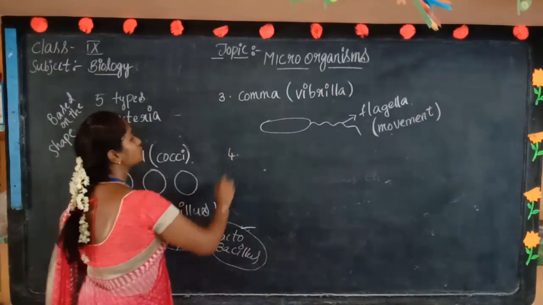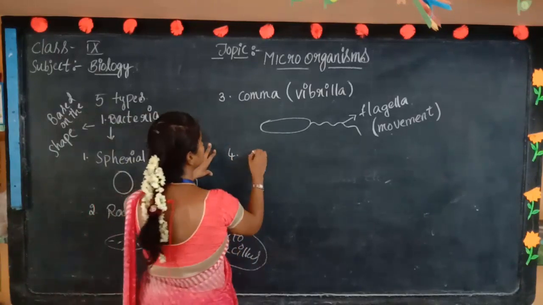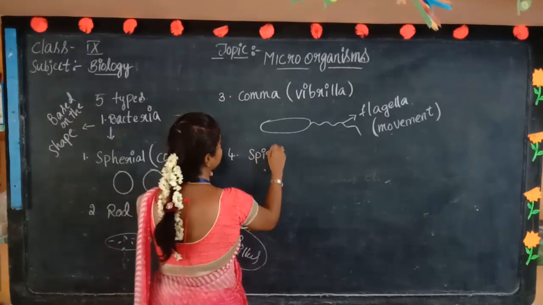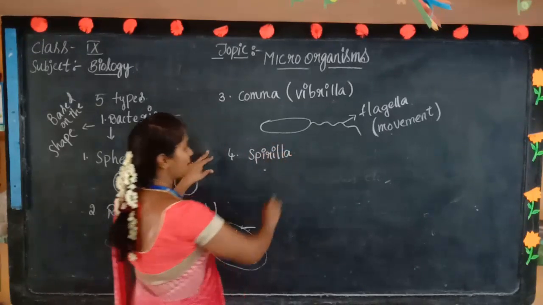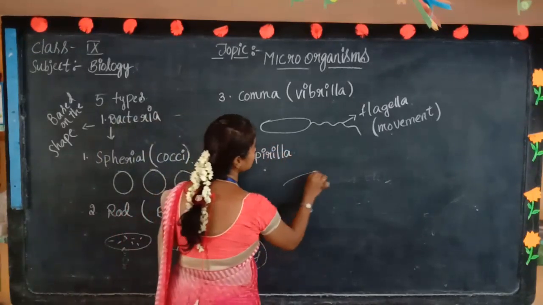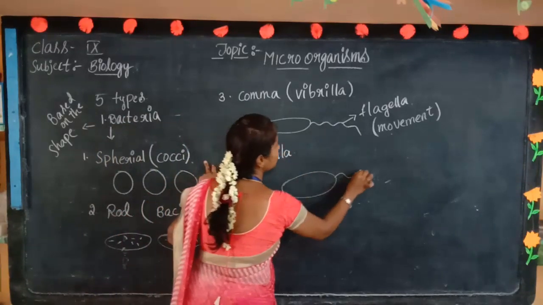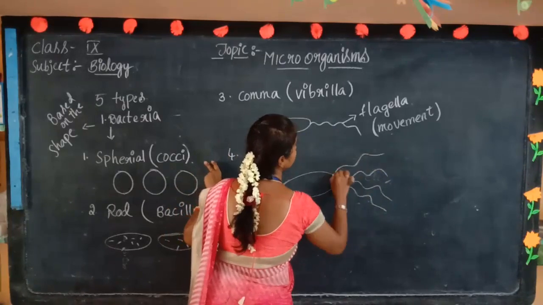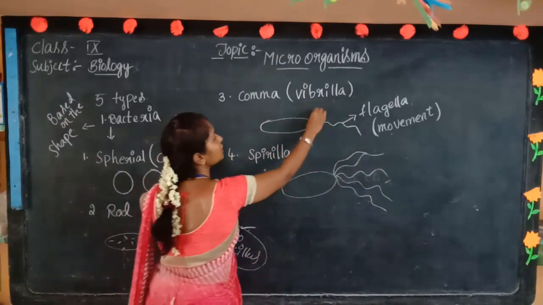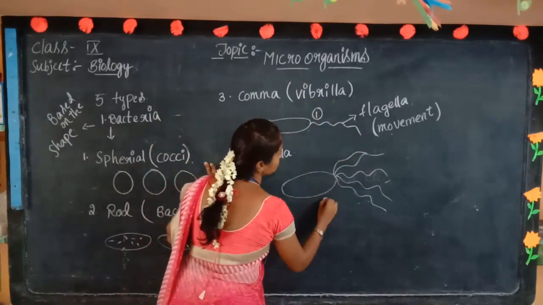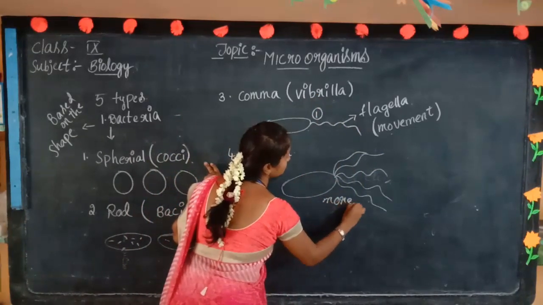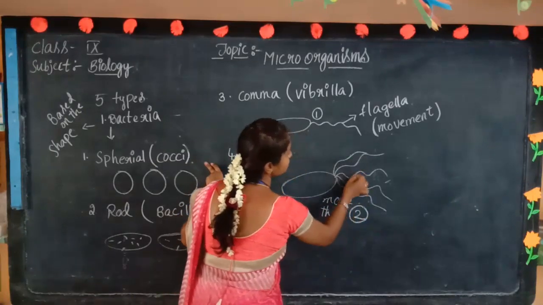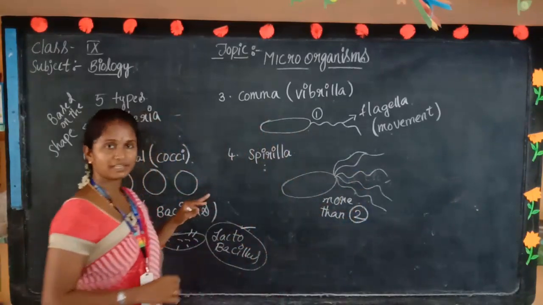And next, the fourth will be spirilla. Spirilla is an organism with not only one, but more than 2 strings. Here for the vibrilla only one will be present. Here more than 2 strings will be present. It is called spirilla.